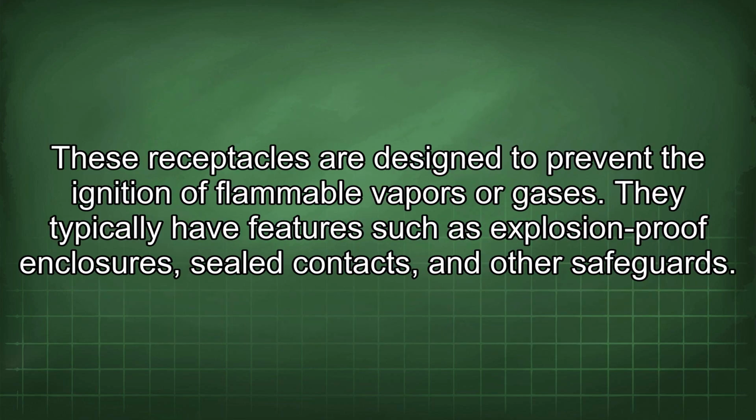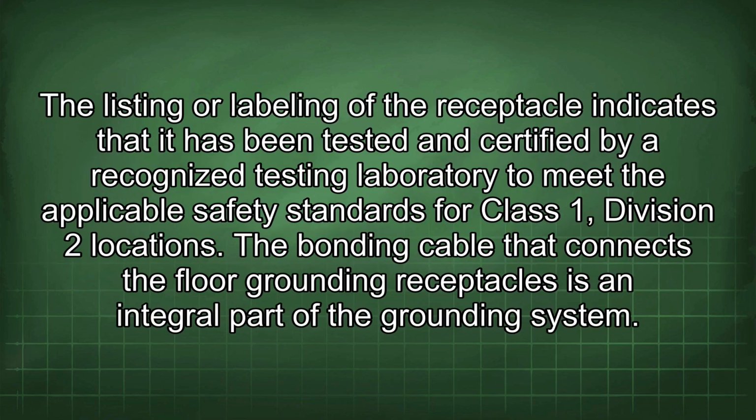These receptacles are designed to prevent the ignition of flammable vapors or gases. They typically have features such as explosion-proof enclosures, sealed contacts, and other safeguards. The listing or labeling of the receptacle indicates that it has been tested and certified by a recognized testing laboratory to meet the applicable safety standards for Class 1, Division 2 locations.